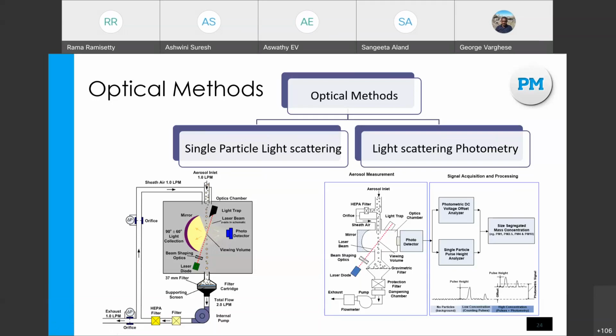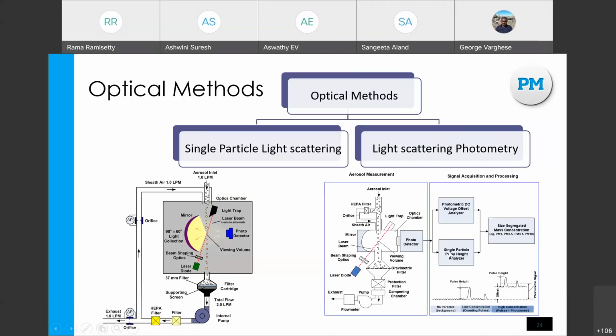There are assumptions. We have to assume the particle shape is spherical, and assume a particle density, like 1 or 2, whatever you want based on your calculation. Then it converts into mass. It's also an indirect method, but it's a very cheap method and a very, very popular method in the field of particle mass measurements.